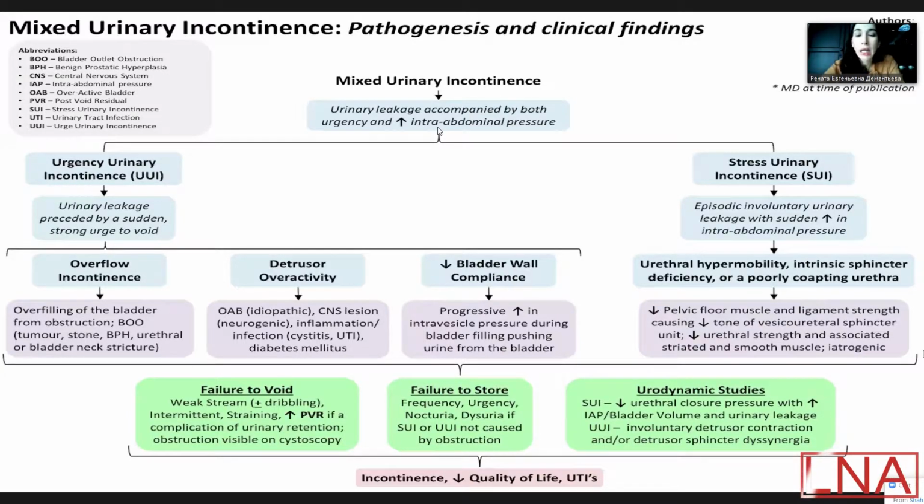Urodynamic studies. In stress urinary incontinence, we see decreasing urethral closure pressure with increasing intra-abdominal pressure and bladder volume, and urinary leakage. In urgency urinary incontinence, there is involuntary detrusor contraction and/or detrusor sphincter dyssynergia. So by these clinical signs, we can determine the type of urodynamics. And all this leads to incontinence, decreased quality of life, and urinary tract infection.